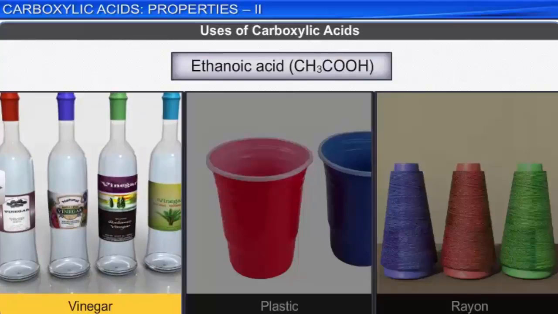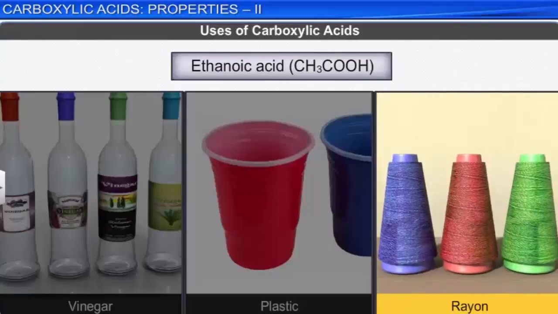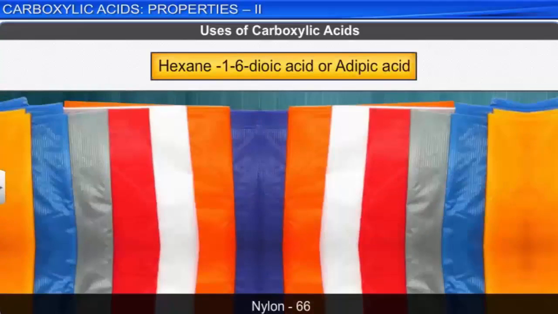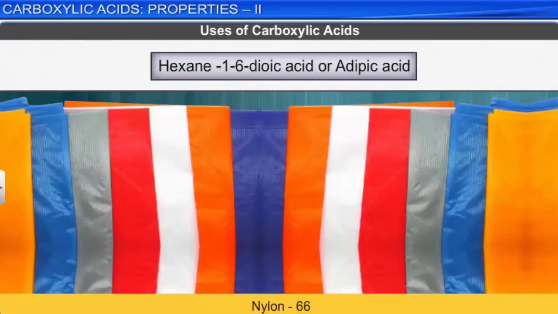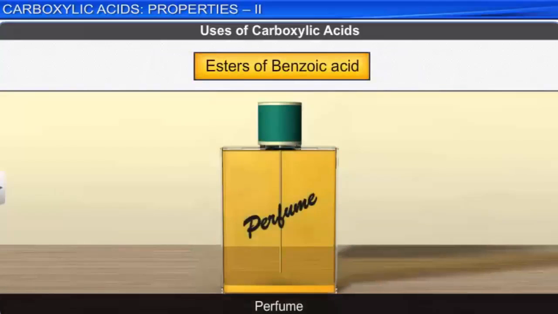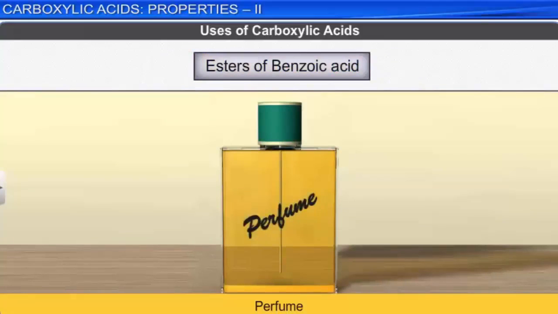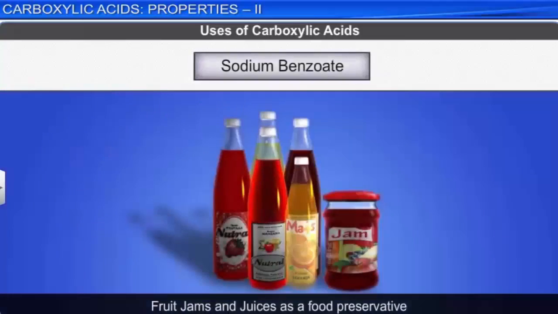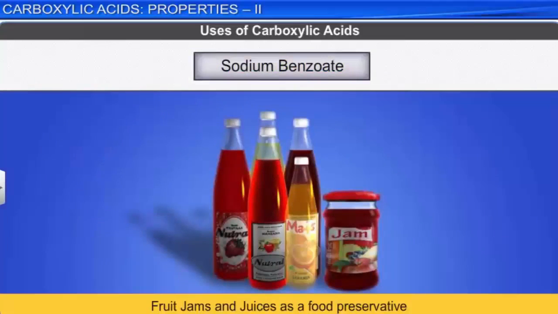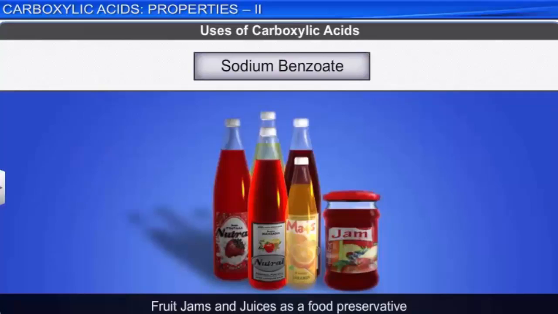Hexane-1,6-dioic acid or adipic acid is used in the manufacture of nylon 66. Esters of benzoic acid are used in perfumery. Sodium benzoate is used as a food preservative for fruit jams and juices in the food industry. Higher fatty acids are used for the manufacture of soaps and detergents.